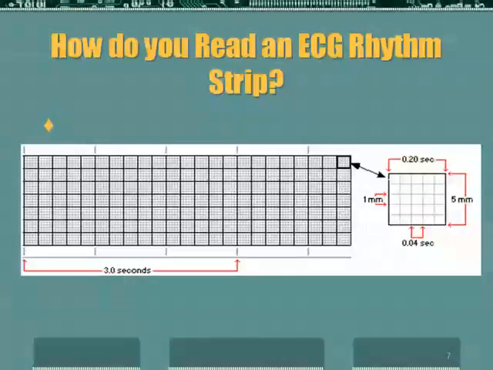If you look at every large square being 0.20 seconds, then it would make sense that 1 minute of time would be represented by 300 large squares or 1,500 of the very tiny small squares. And this is going to be helpful to you when you start to actually look at counting a patient's heart rate based upon an EKG tracing.